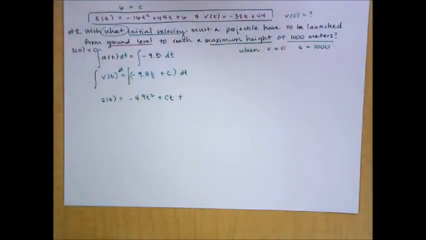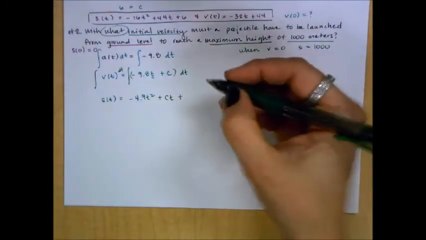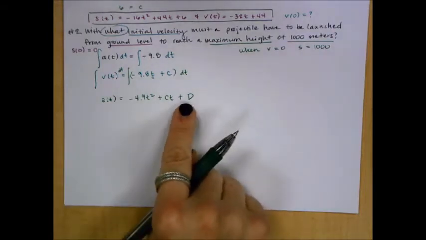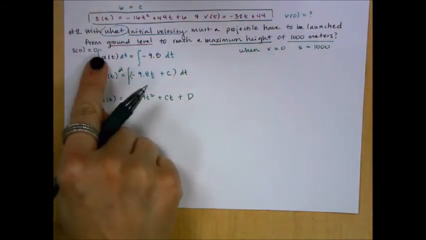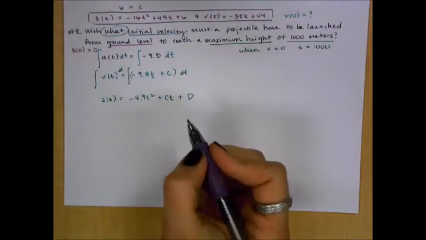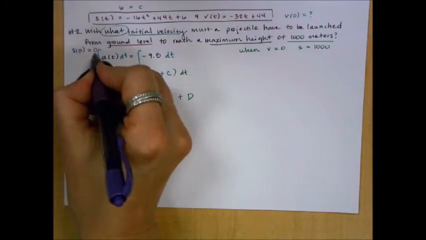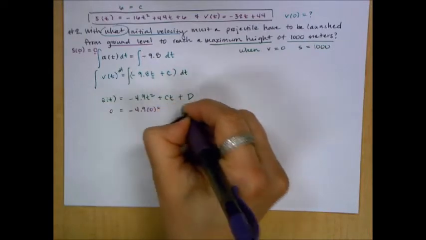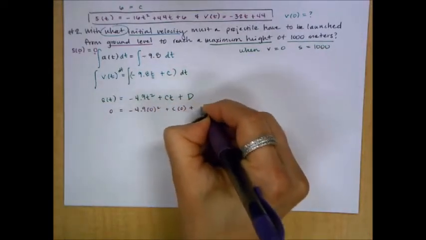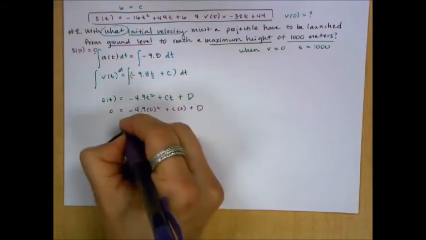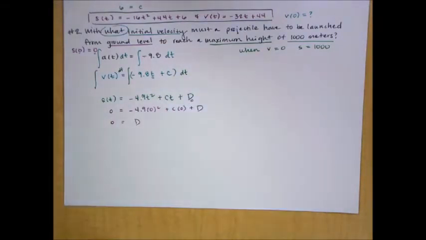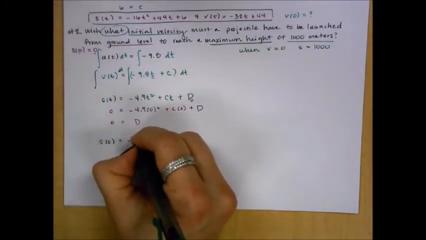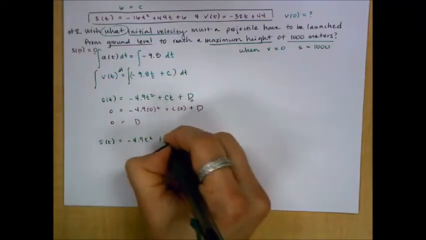So in a previous set of notes, we just went ahead and called it d, so we can do that for now. And we can use the fact that our initial position is equal to 0 to find this value. So when t equals 0, s equals 0. So 0 is equal to 0 plus 0 plus d. So this value is 0 right here. So my position function, s of t, is now negative 4.9 t squared plus ct. And remember, we're solving for c.